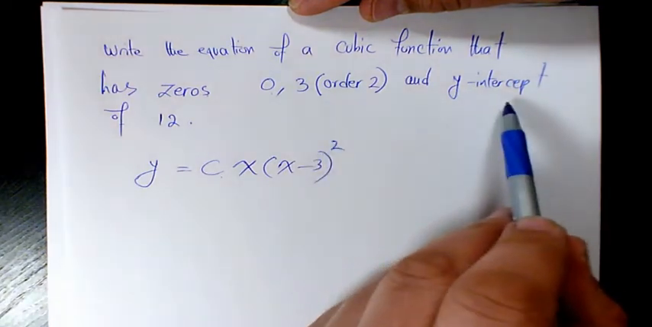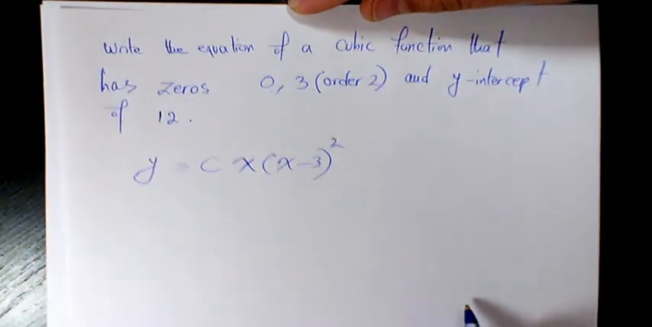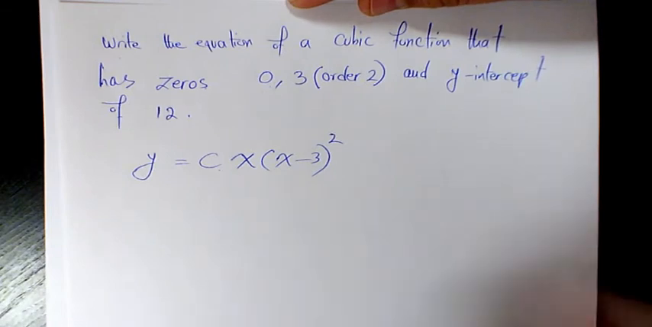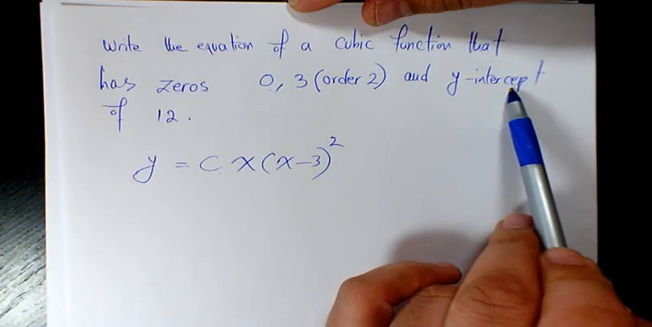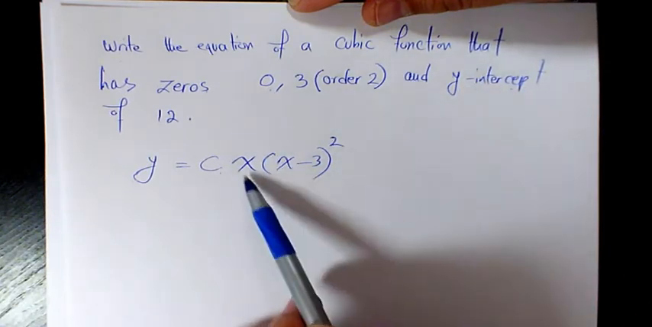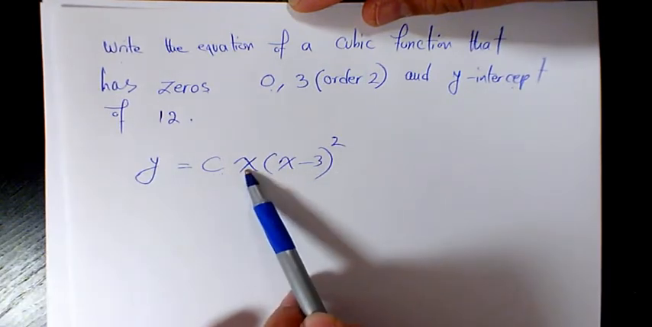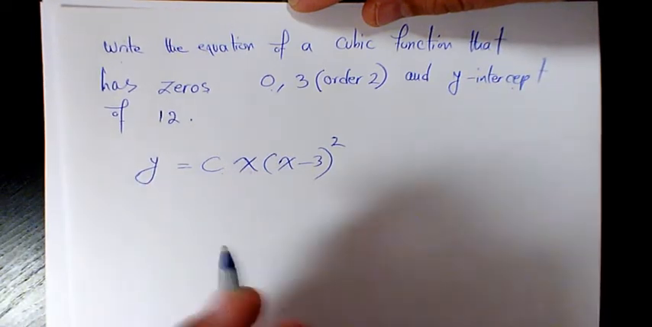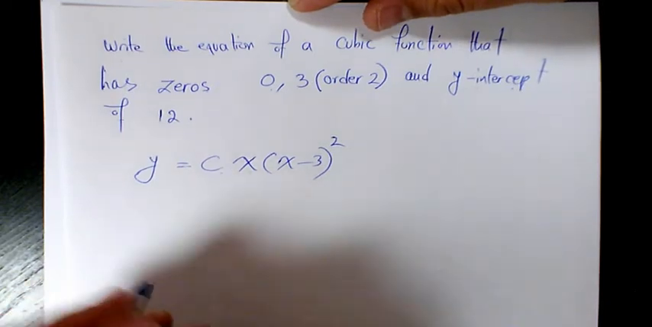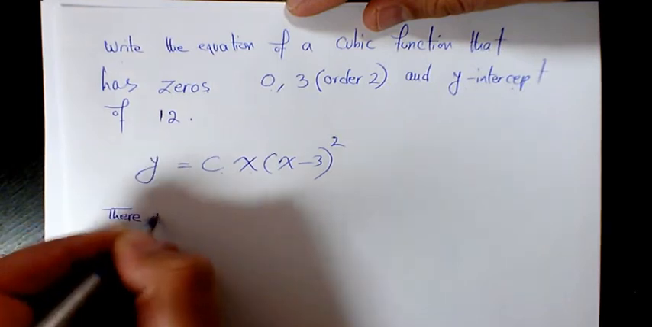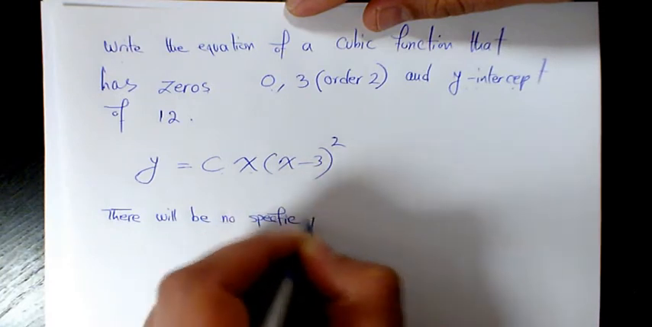Now we need to use the y-intercept of 12. Is this possible? No, because the y-intercept is going to be 0. When x is 0, in this case, y will be 0 as well, because if you substitute 0 in here, it's going to be 0. So there will be no specific polynomial.